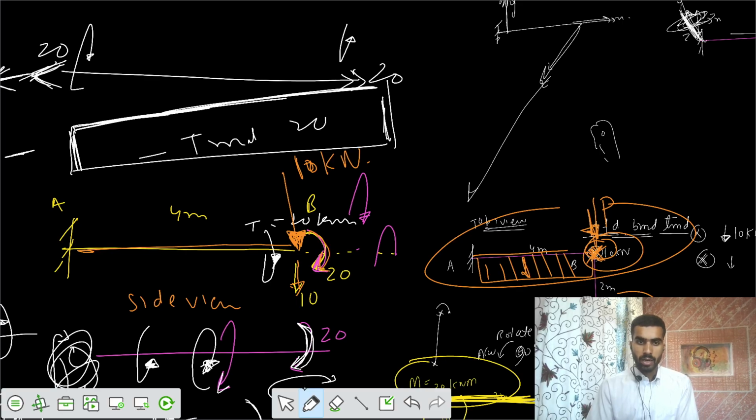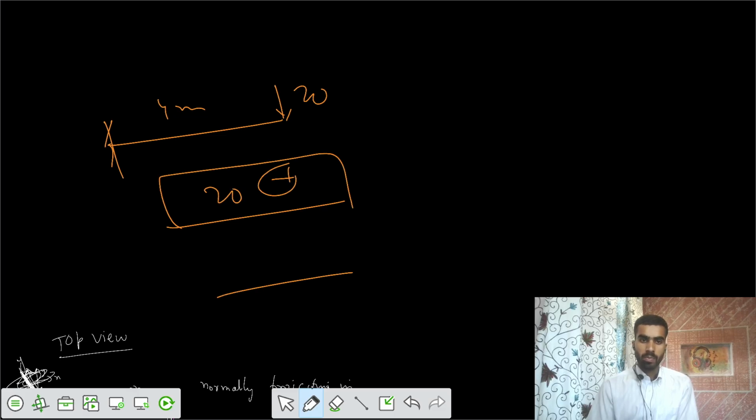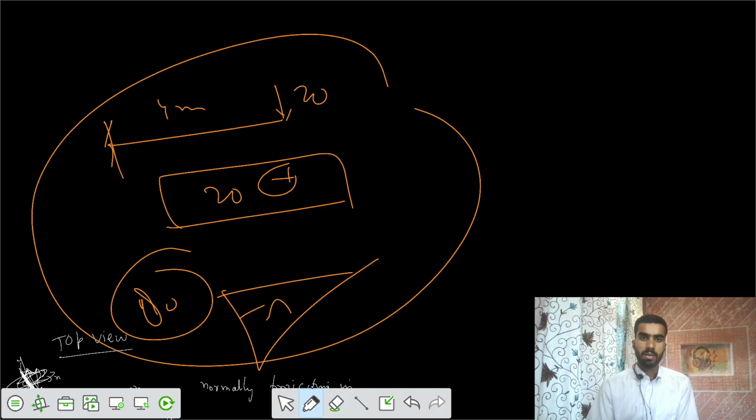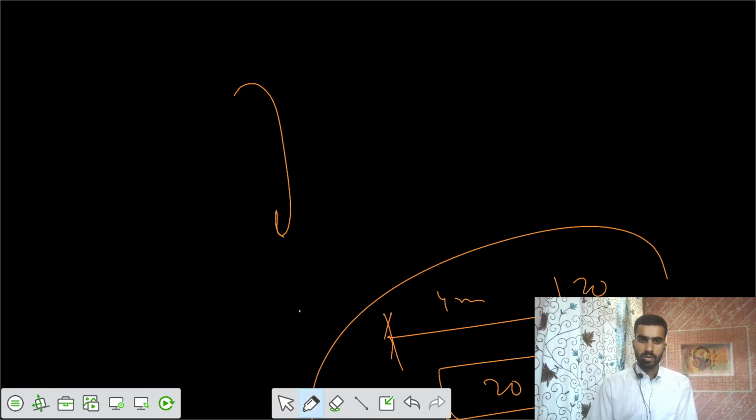Now you got a net value of 20 kilonewton downwards, and for that you have to calculate the SFD and BMD. So with a net value of 20 over this 4 meter, I can say SFD is 20 positive, BMD is negative, hogging, 20 into 4, 80, linear variation. There is only one confusion I had, that's these arrows. I get confused by these arrows.